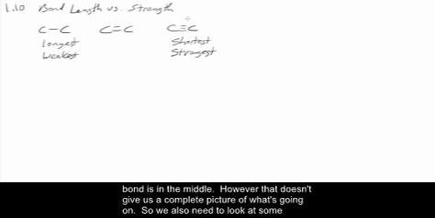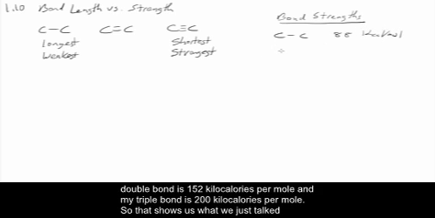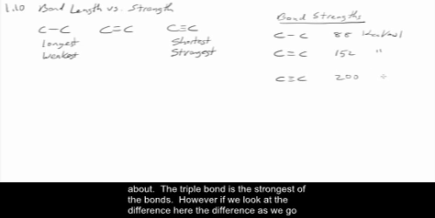However, that doesn't give us a complete picture of what's going on. So, we also need to look at some information on bond strengths. My single bond is 88 kilocalories per mole. These are all going to be in kilocalories per mole. My double bond is 152 kilocalories per mole. And my triple bond is 200 kilocalories per mole. So that shows us what we just talked about. The triple bond is the strongest of the bonds.